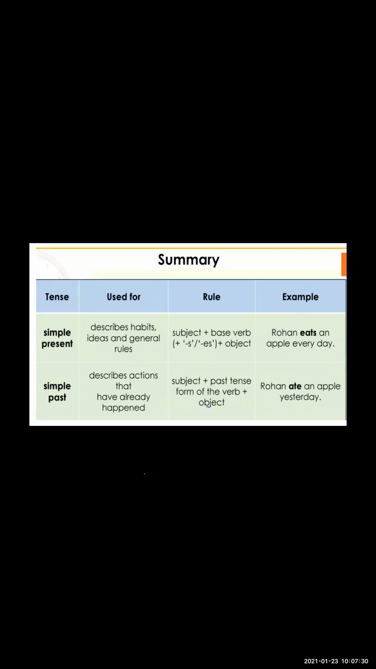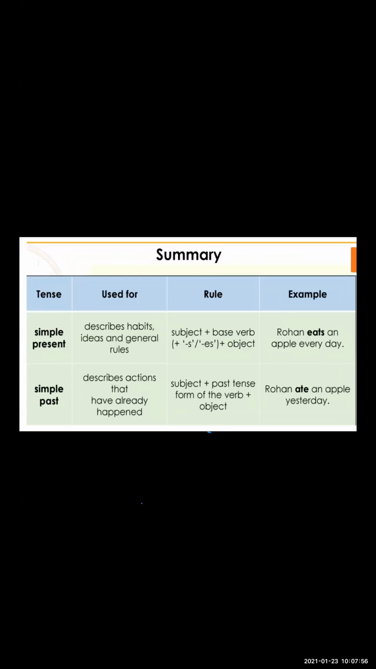In the simple present tense, you just have to take a subject, then the verb, and see whether the subject is singular or plural. After that, you add an object. Object means what you are talking about. Let's see with the help of an example. Rohan eats an apple every day. In the simple present tense, I took the base verb eat.